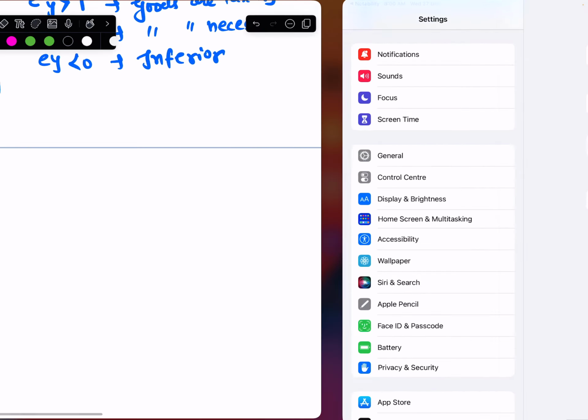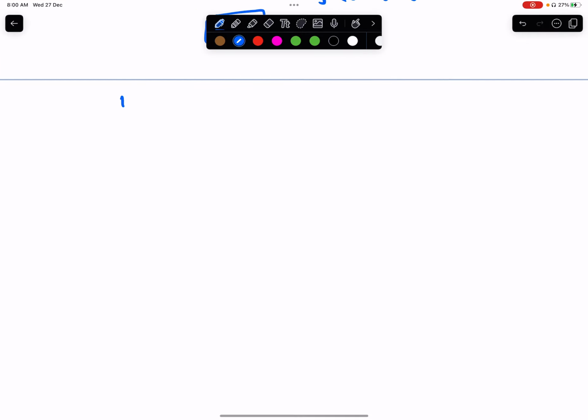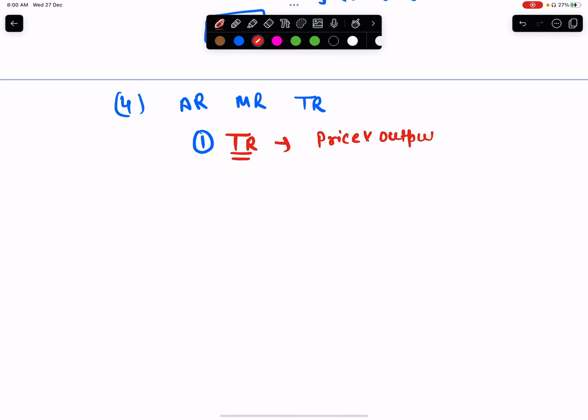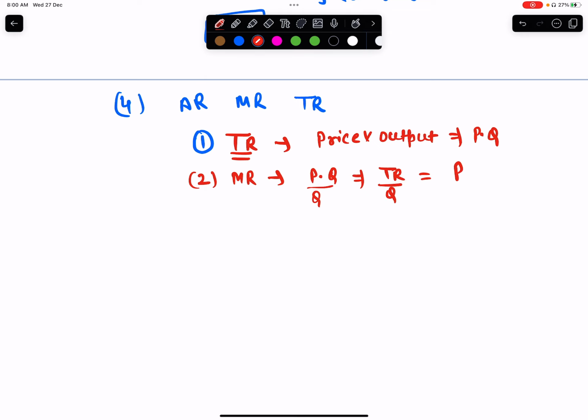So let's solve another question, another property. The fourth property is to find average revenue, marginal revenue, and total revenue. As we know, first, total revenue. What is total revenue? Total revenue is price into output, that is P into Q. Average revenue is TR by Q, that is P into Q by Q, which equals P.